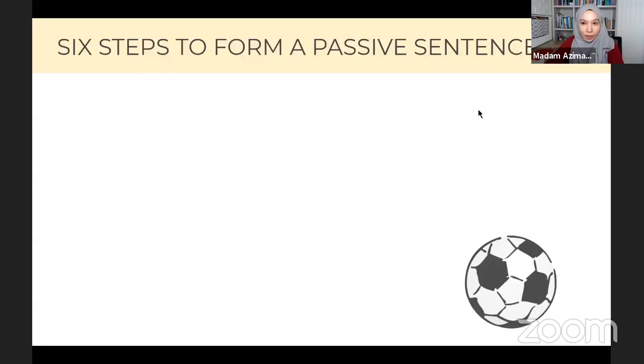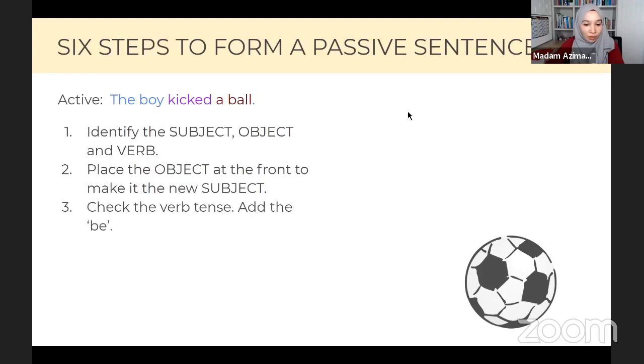So here are 6 steps to form a passive sentence. Okay, so the boy kicked a ball. The boy kicked a ball, right? Very easy, right? Identify the subject, object, and verb.